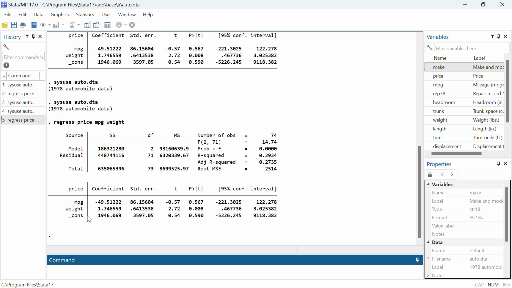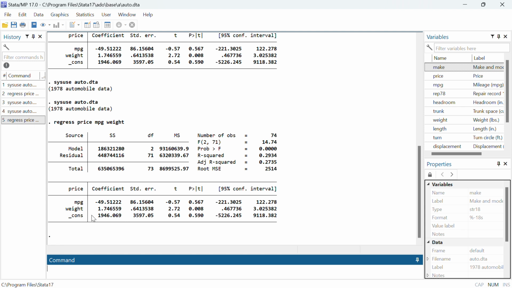Now let us look at the p-value of weight. The value is 0.008. This is the p-value associated with the test statistic of the weight. Since the value is less than 0.05, we have sufficient evidence to say that weight has a statistically significant relationship with price. That is the case of weight.